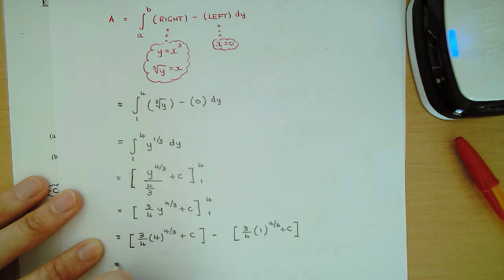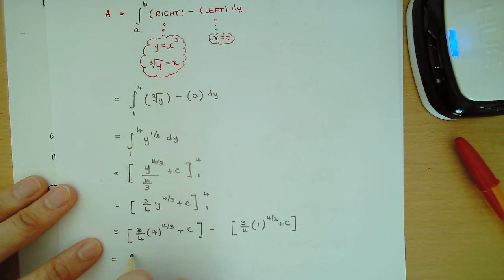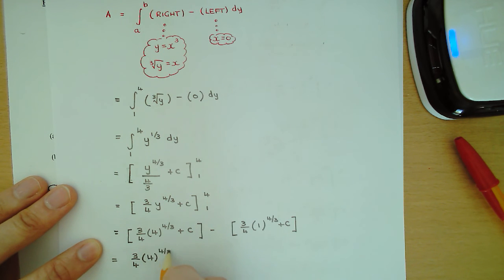Now, 4 to the power of 4/3 is not going to be a nice whole answer. It's going to be a big stringy decimal. Cube root of 4 is obviously going to be a big decimal, and then you're raising it to the power of 4. So I'm just going to keep it exact. So I'm just going to keep it as 3/4 times 4 to the power of 4/3.